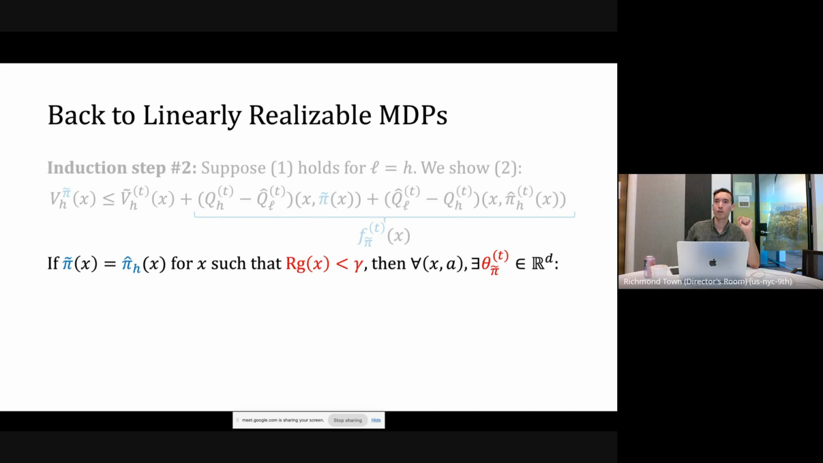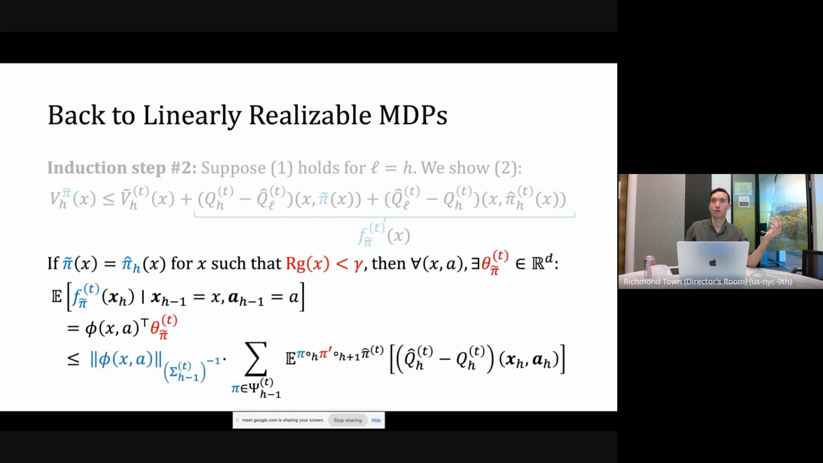Got it. That's why this allows us to say that the conditional expectation of this f is going to be linear. And this is good because then we can do the change of measure. We can write this expression in terms of the algorithm's regression errors. And we need this pi prime to be either equal to pi tilde or pi hat.